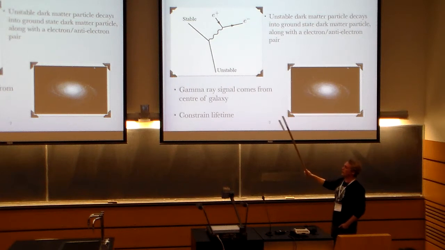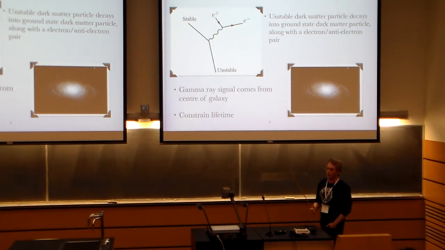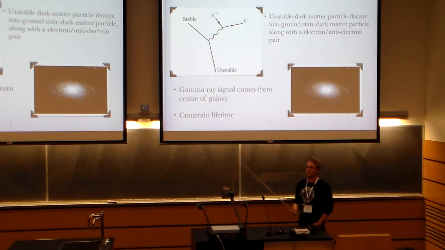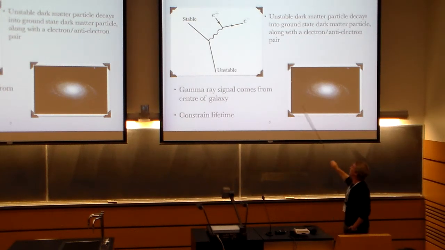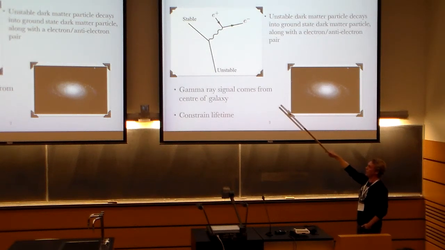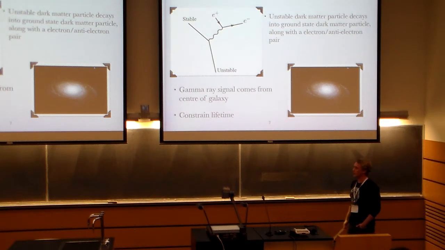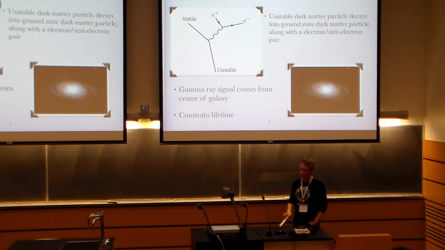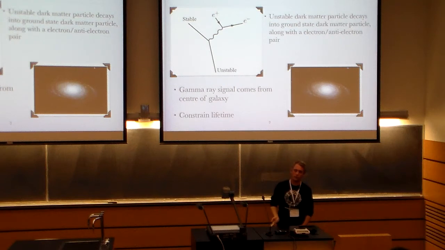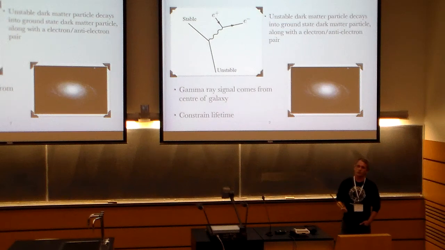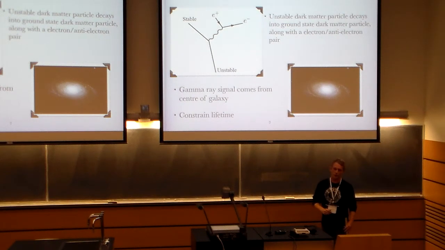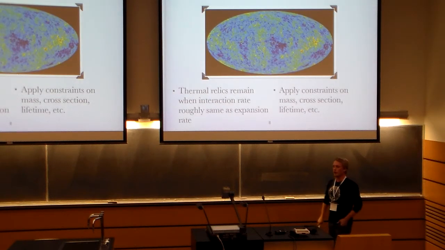And so we observe the signal of these gamma rays coming from the center of the galaxy, and so we can constrain the lifetime of this decay. Essentially, if you had that unstable state with a long enough decay lifetime, then it would fly too far out of the galaxy, you wouldn't have the positron and electron being formed there, and you would see the gamma ray signal from somewhere way outside. So you can put some constraints on it that way. We looked into that a little bit, but that wasn't the major part of my project.